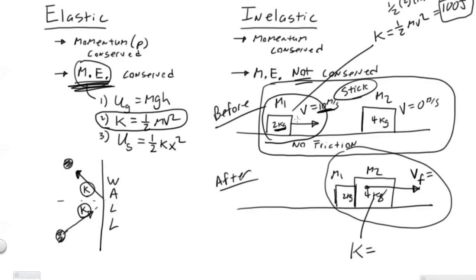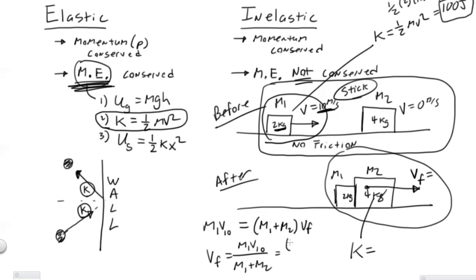So before collision, what was the only object with momentum? It was the 2 kilogram block. So we're going to say M1 V1 initial. That's the momentum of block 1 before collision, and it is going to equal the total momentum after collision. So now we can solve for V final. This is going to be M1 V1 initial divided by the sum of the masses.